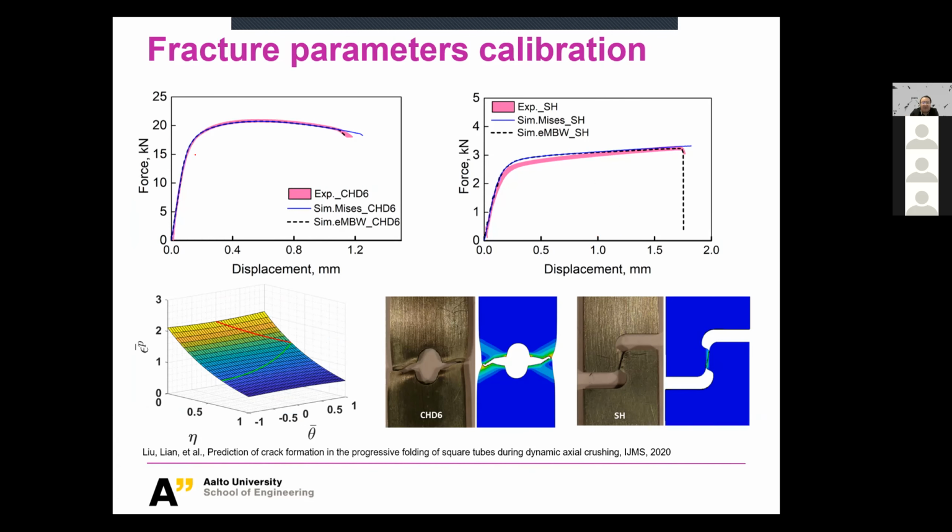Good, and here is some fracture parameter calibration. This is done by some lab-scale tests. From these tests, we can already predict the so-called force and displacement curve. The pink one is basically experimental data, and the dashed black one is the model prediction. You see, the model is predicting the force displacement curve quite well. This is one geometry, and this is the second geometry. Both of these predictions are pretty good.